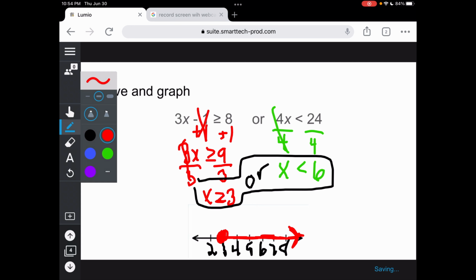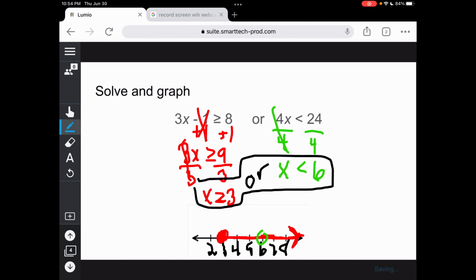For the green one, I'm going to go to 6. Don't fill it in, but it's kind of already filled in because that red guy right there is really filling it in. I'm going to the left of 6. Wait a minute. If I was asked to pick a number bigger than 3 or smaller than 6, well, that's everything. Oh, it's the entire line. I didn't make a mistake. It's the whole thing.